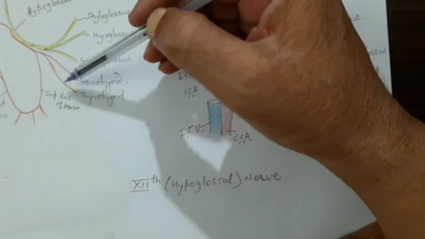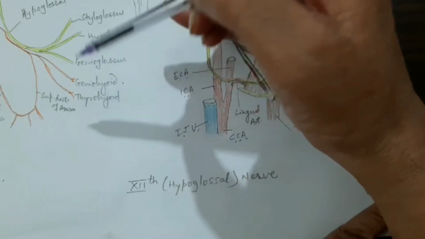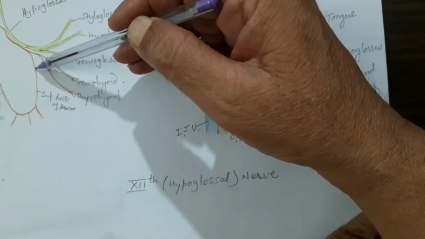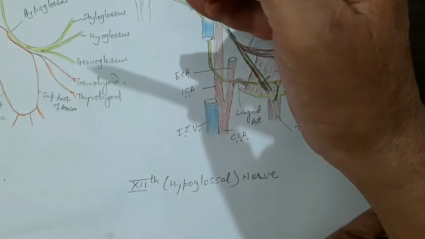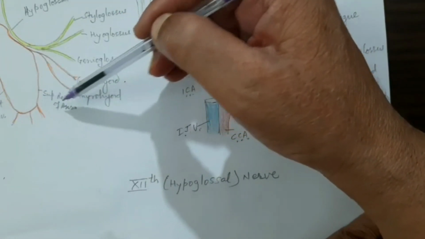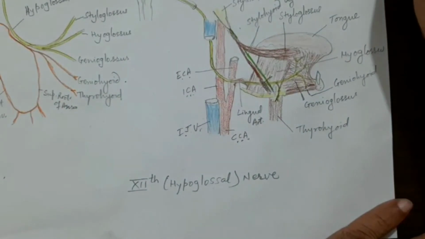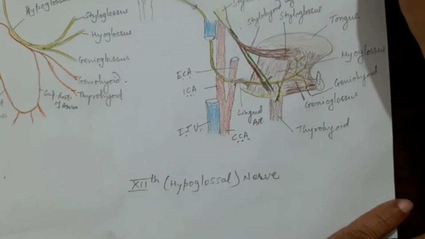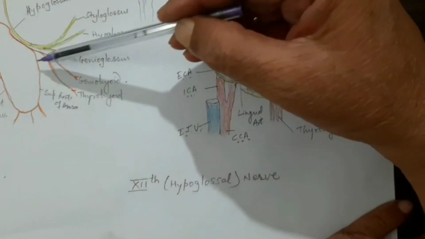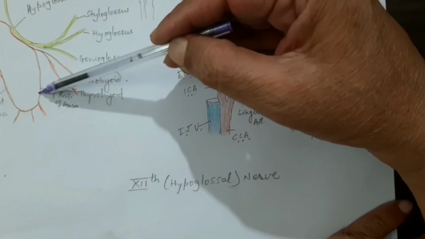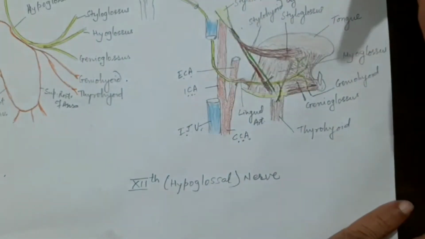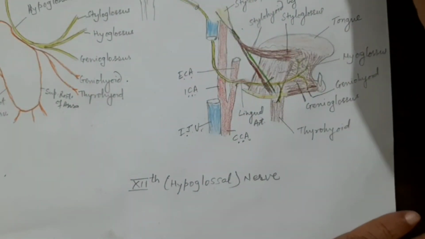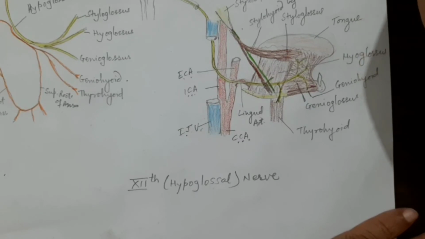But before this goes as branches to geniohyoid and thyrohyoid, a branch will arise which will go down, and this is called the superior root of the ansa cervicalis. So there are three branches: the superior root of the ansa cervicalis, then two branches to the geniohyoid and to the thyrohyoid.